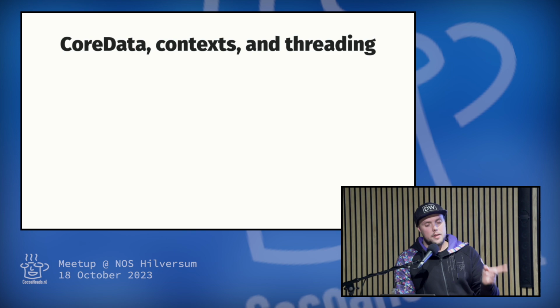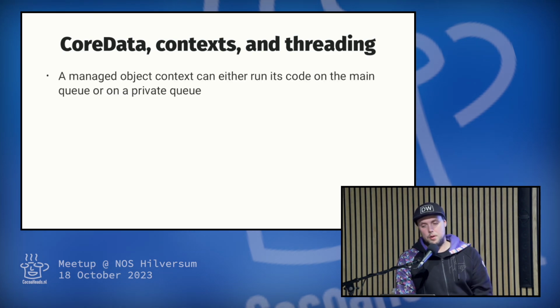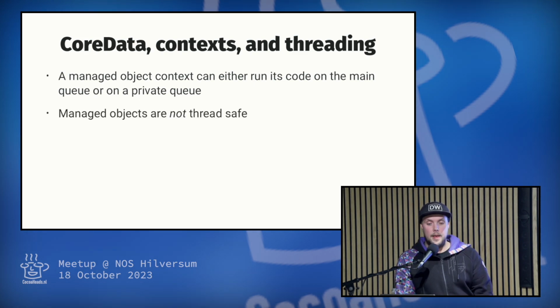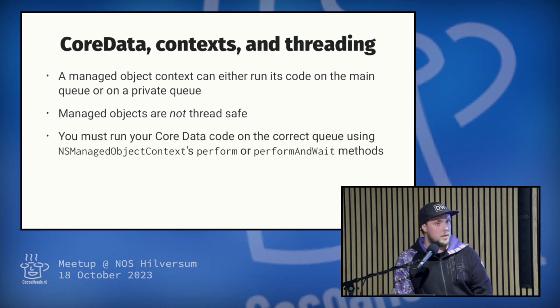And if we think about core data context and threading, what's really important to know is that a managed object context can either run code on the main thread or on a private queue, where the private queue is managed by core data. We don't own it. We don't interact with it directly. This one's big. Managed objects are not thread safe. So keep that one in mind. We're going to talk about that a lot more in a bit. You must run core data code on the correct queue using perform or performAndWait. So if you want to use your background managed object context in the background, you're going to have to call perform on it to make sure that you're running on the correct queue.